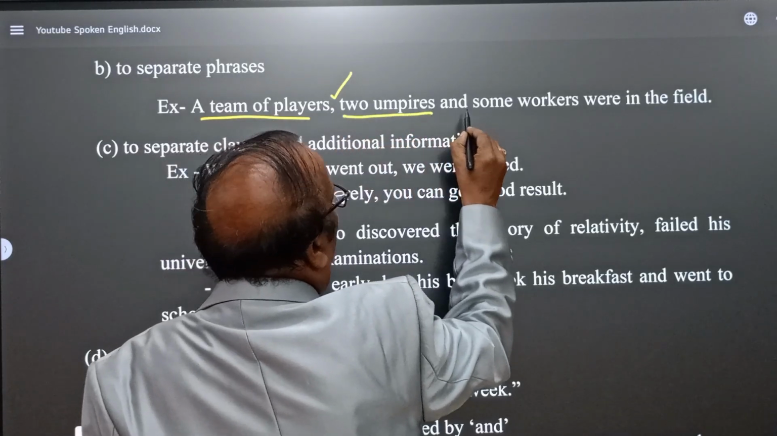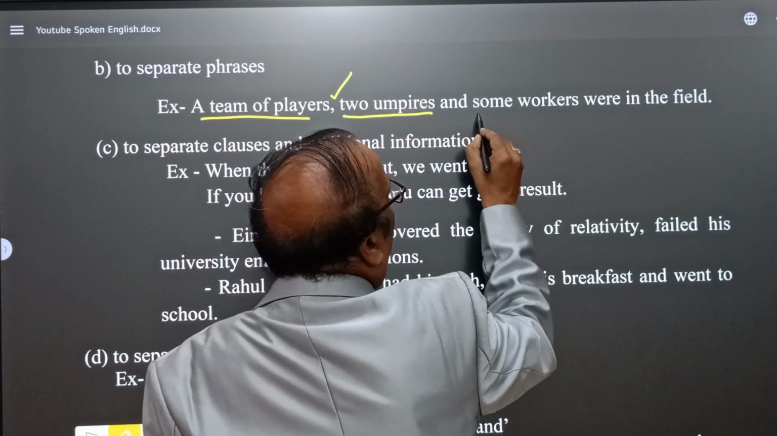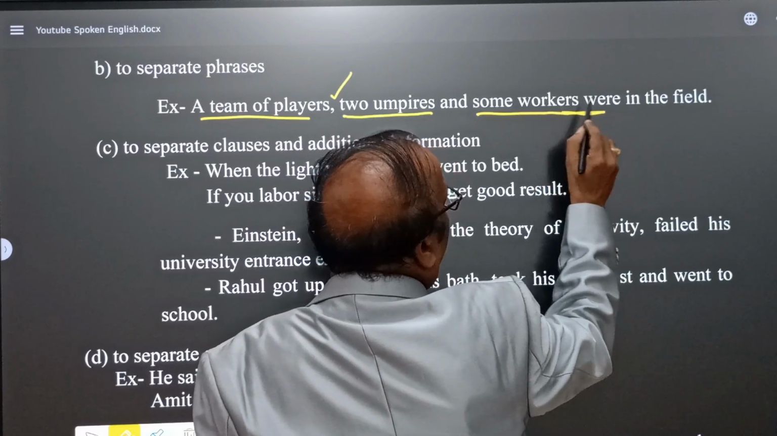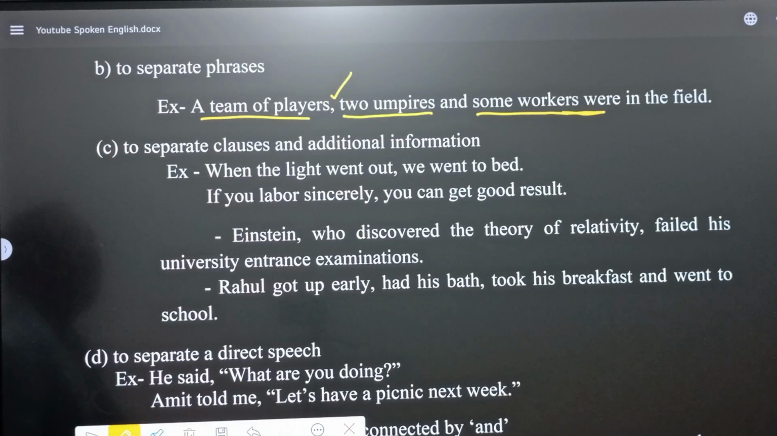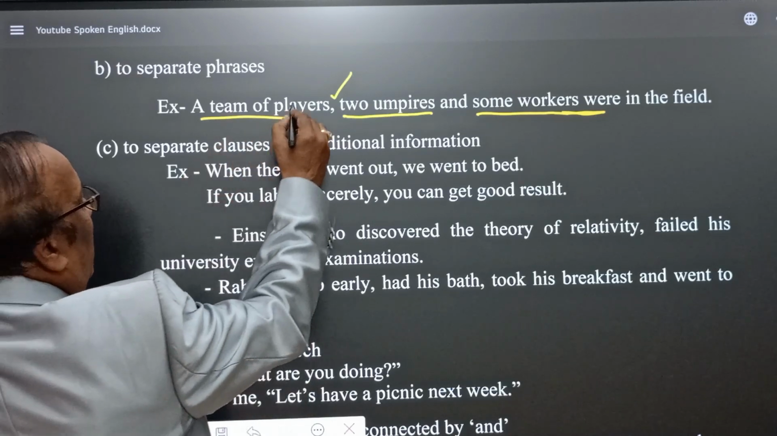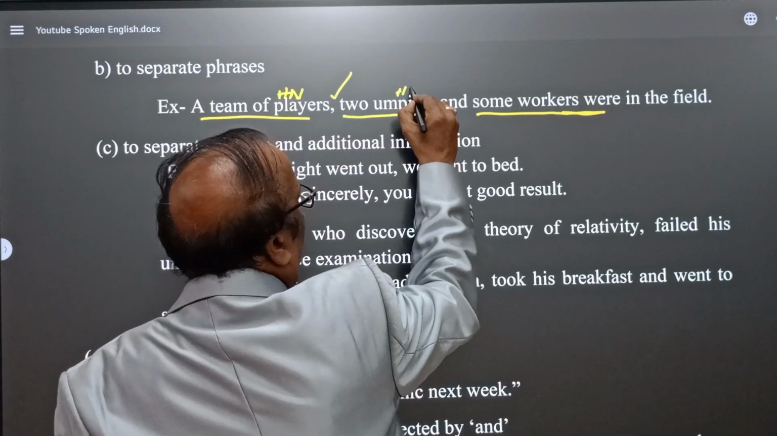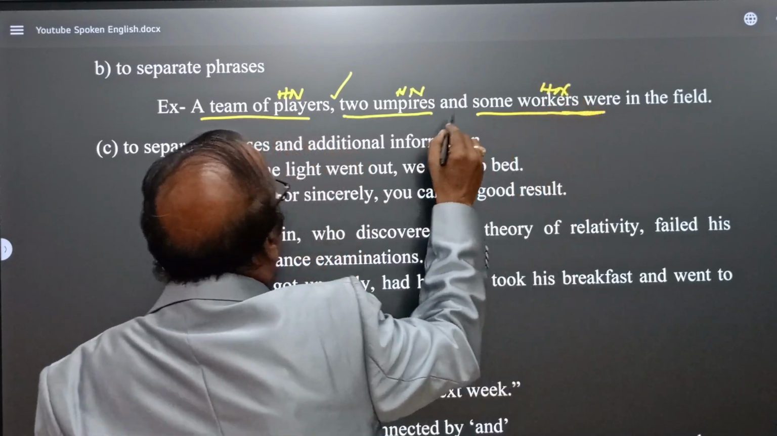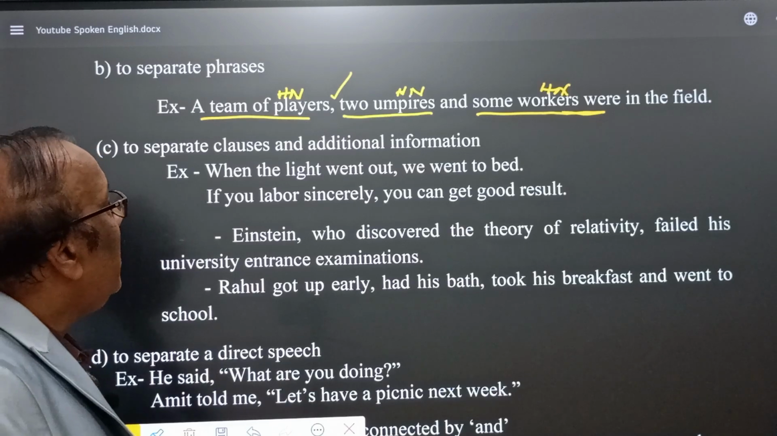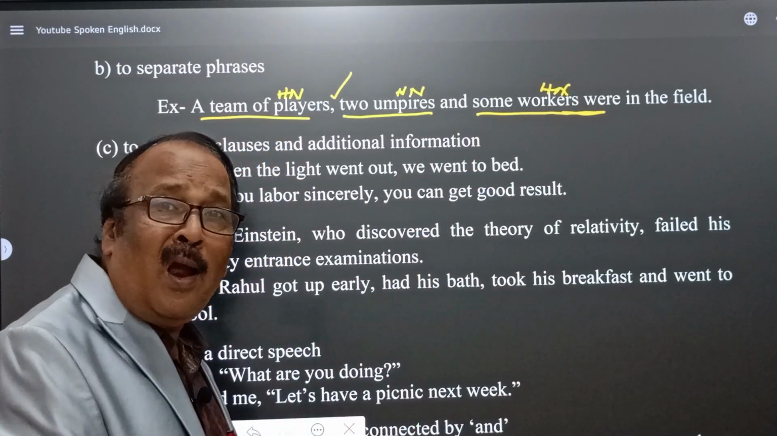Two umpires, right? And some workers were in the field. Listen: some workers were in the field. But here we don't use any comma before "and". Here we have three noun phrases: a team of players, a noun phrase; two umpires, a noun phrase; and some workers, also a noun phrase. Here three noun phrases are connected with "and", and whenever the last two are connected with "and", no comma is used.